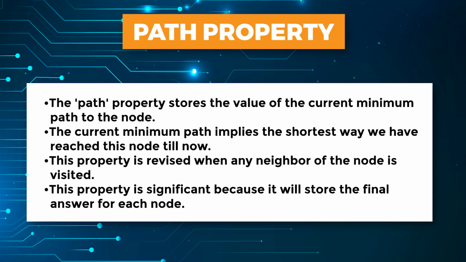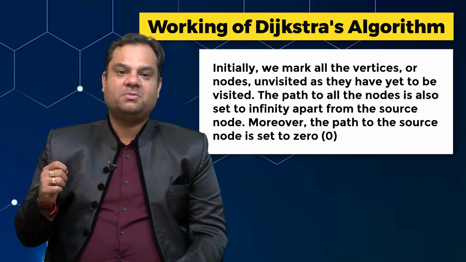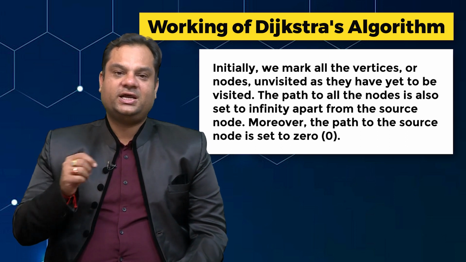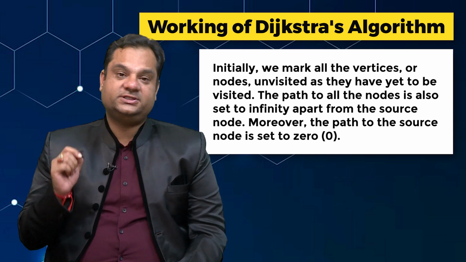Suppose you have an optimum way to reach a destination, and in the whole journey you find a minimum cost from another approach. First you select one path, then you select another path, and one of the paths will cost more and the next will cost less compared to the previous one. So you can replace it with the new path because its cost is minimal. Initially we mark all the vertices or nodes unvisited, as they have yet to be visited.